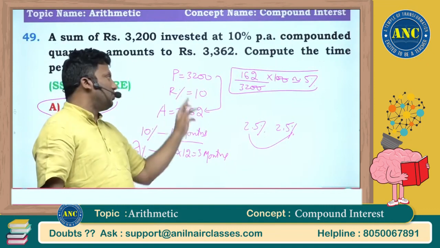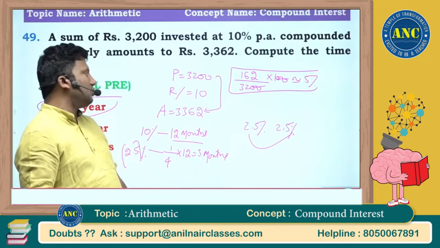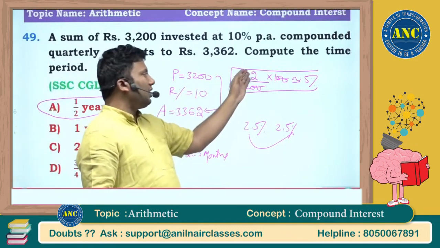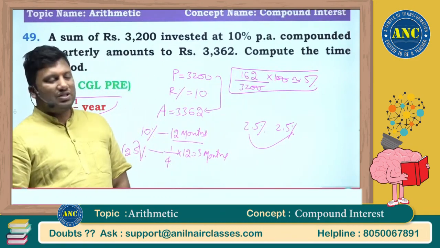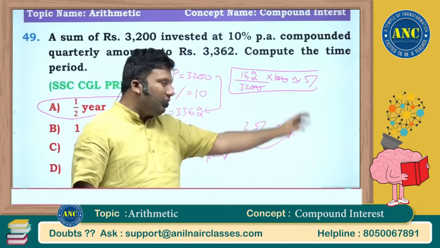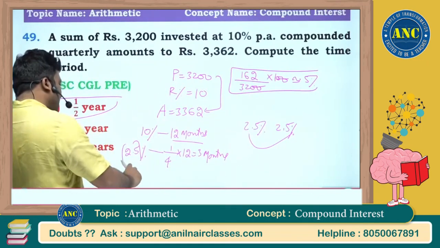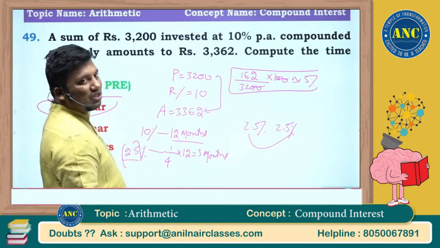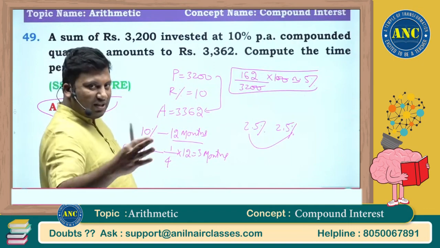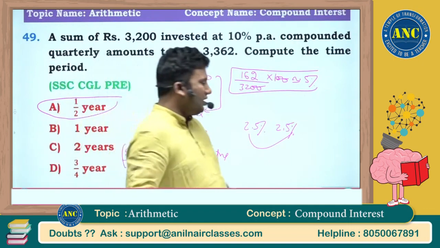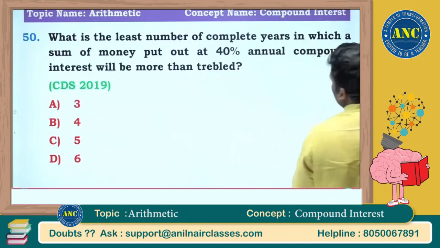3,200, 3,362. Difference is 162 on 3,200. 32 5s are 160. Answer is around 5%. First 3 months 2.5, next 3 months 2.5. Answer is around 5%. Very, very easy question.